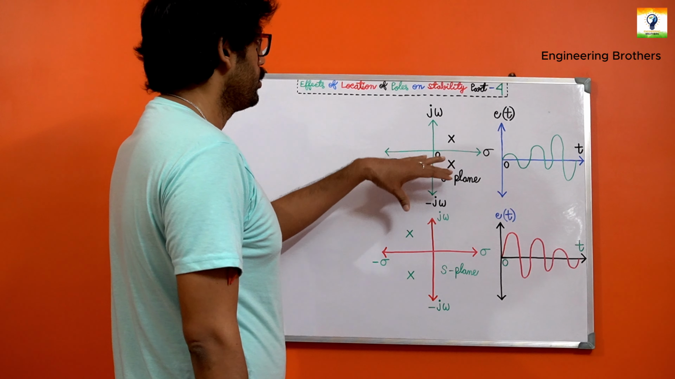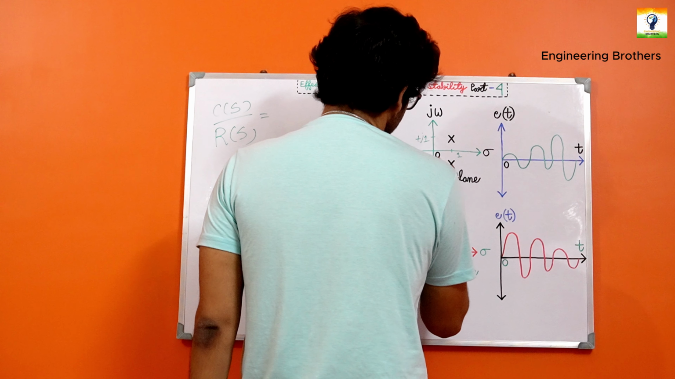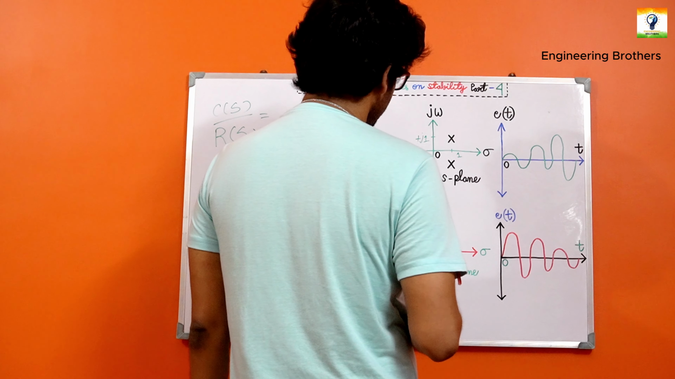And what is that point over here? You can see that from 0, this is our 1, and this one will be our plus j1, and this one will be our minus j1.